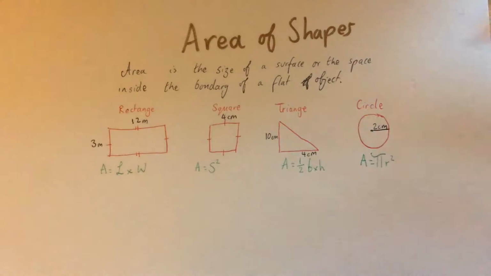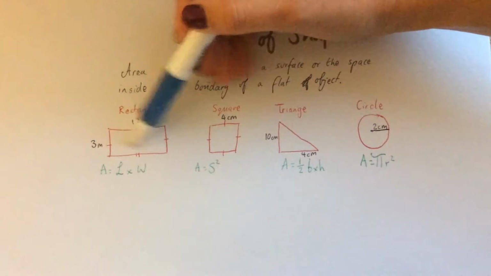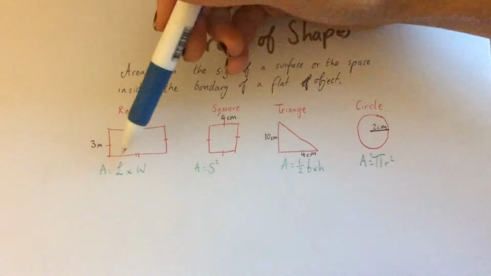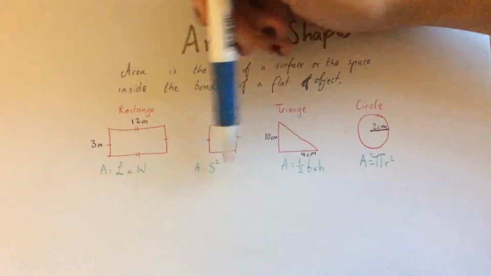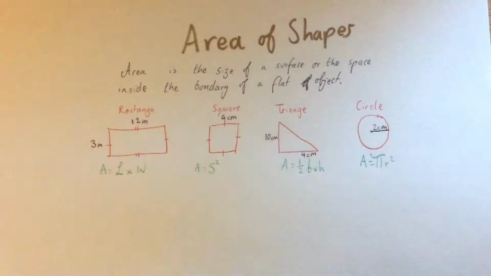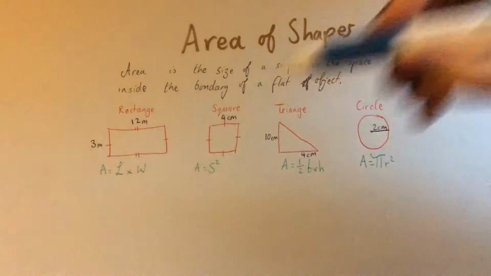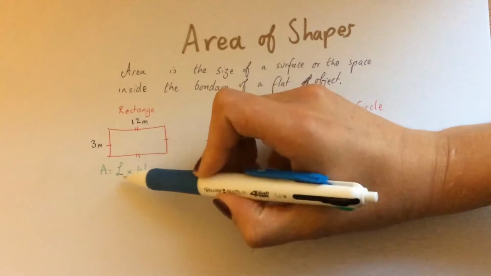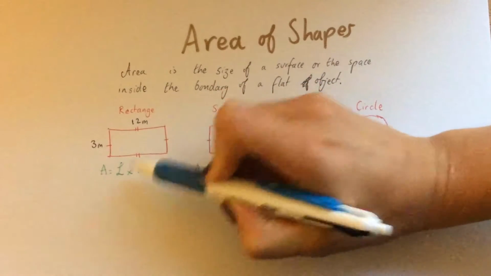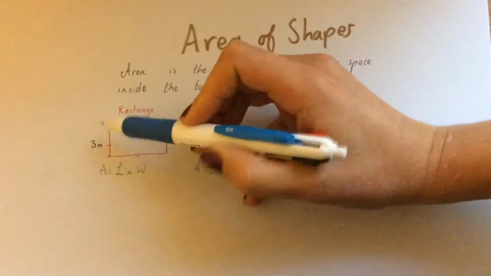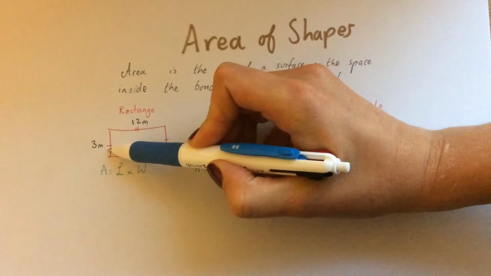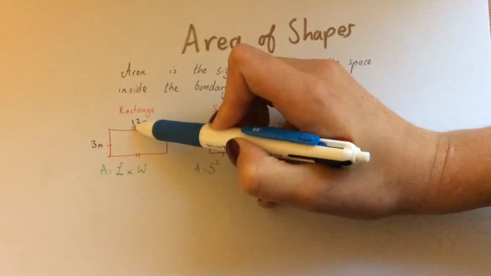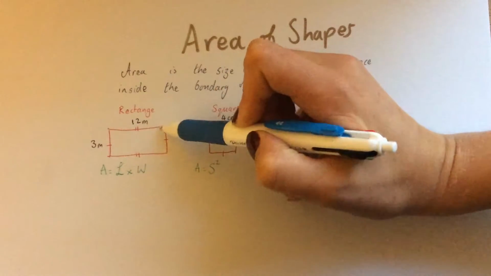Okay, so there are different formulas for each of these shapes, but this one is the most common one that we see: how do we find the area of a rectangle. So the formula, the A stands for area, is length multiplied by the width. The width is normally the smaller one. So the width in this case is 3 meters and the length in this case is 12 meters.